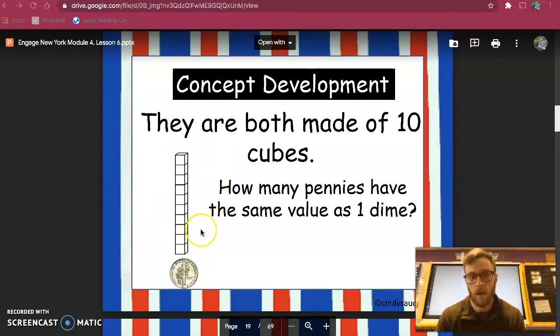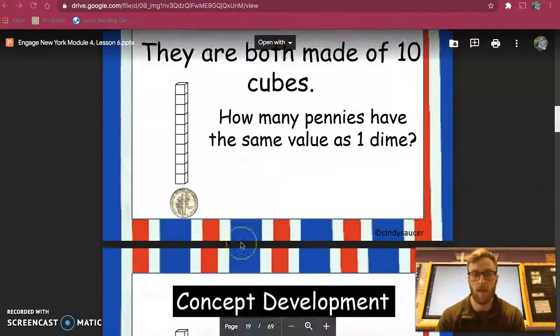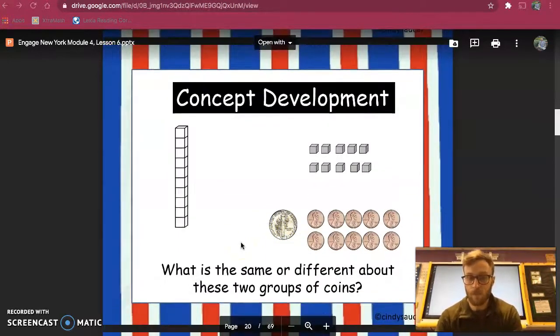Okay? Now with pennies, 1 penny is 1 cent. So think of a penny as a 1. And a dime is worth 10 cents, so think of a dime as a 10. Okay? So 10 pennies make 1 dime. If we had 10 pennies, we'd have 10 cents. If we have 1 dime, we have 10 cents. Okay? So here we go.